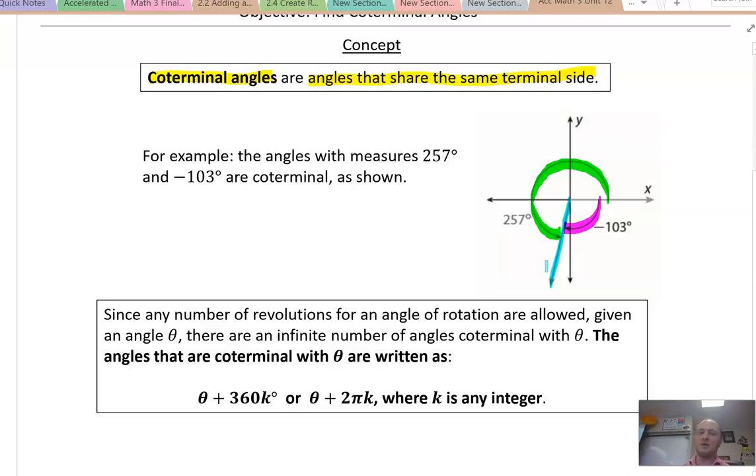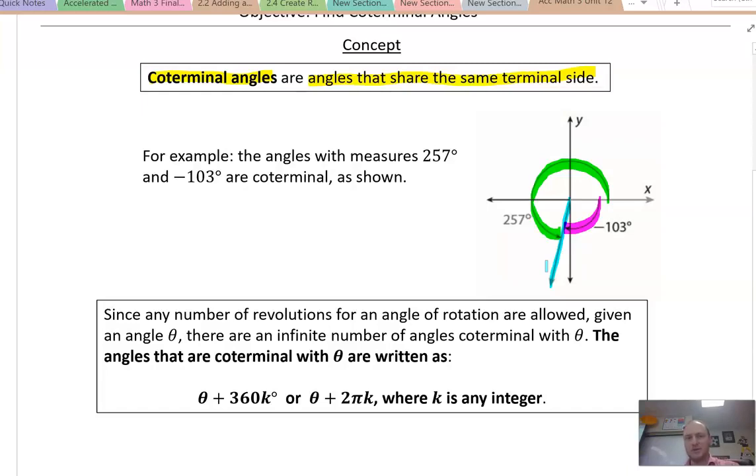So since any number of revolutions for an angle of rotation are allowed, given an angle theta, there are an infinite number of angles coterminal with theta. The angles that are coterminal with theta are written in the form theta plus 360k degrees, or theta plus 2 pi k radians, where k is any integer.